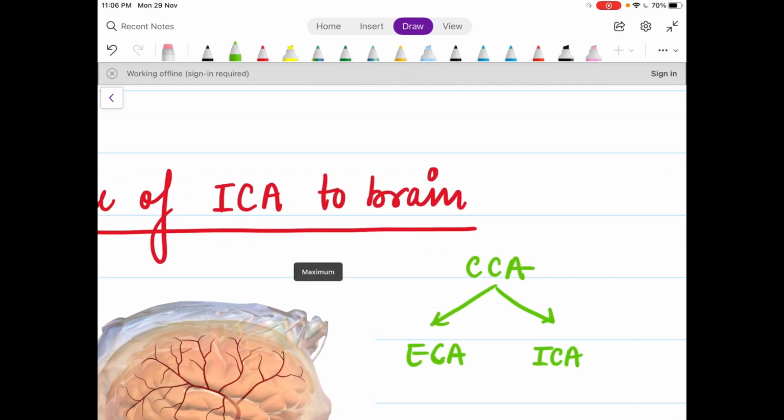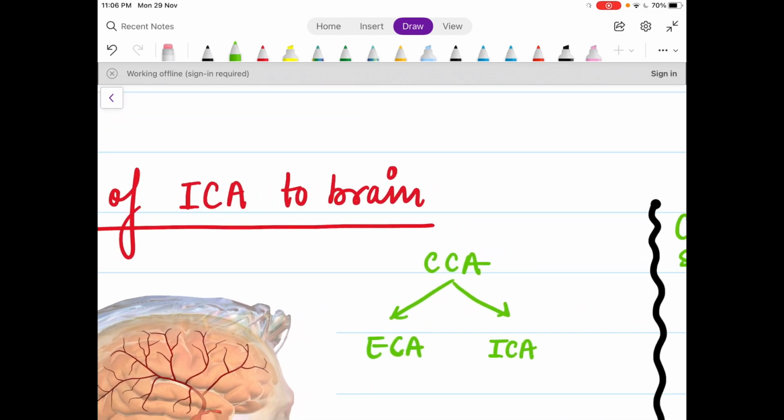The internal carotid artery itself is a branch of the common carotid artery. The common carotid artery in the neck gives rise to the external carotid artery and the internal carotid artery. The external carotid artery is responsible for supplying the head and neck region, whereas the internal carotid artery is responsible for supplying a major chunk of the brain.